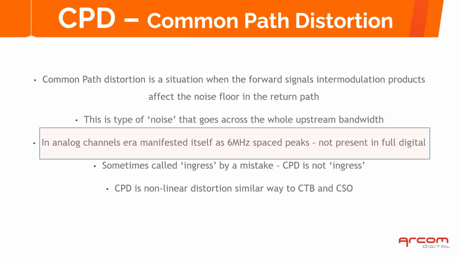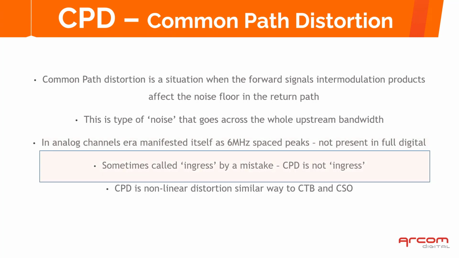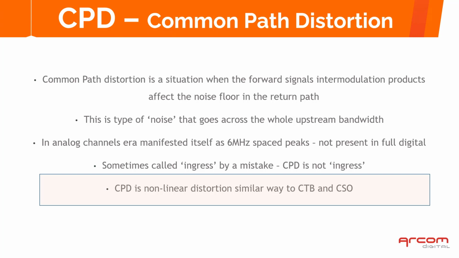In the analog era, you could easily identify the CPD presence by seeing the 6 MHz spaced peaks. They will not be present in a full digital network, as long as it has really full digital signal and there are no groups of analog channels. This situation is often called just noise, or sometimes ingress by mistake. CPD is not ingress, it's a nonlinear distortion product. It's similar to the CTB and CSO, although it's not exactly the same.